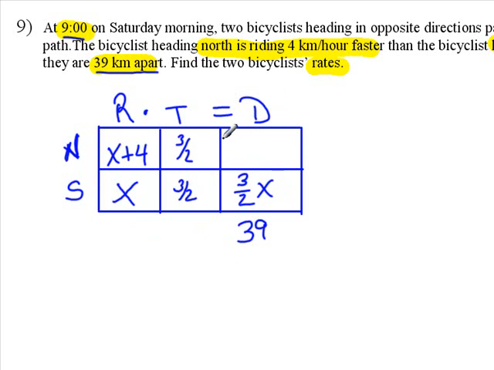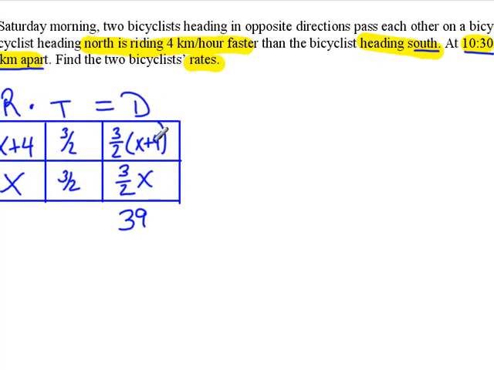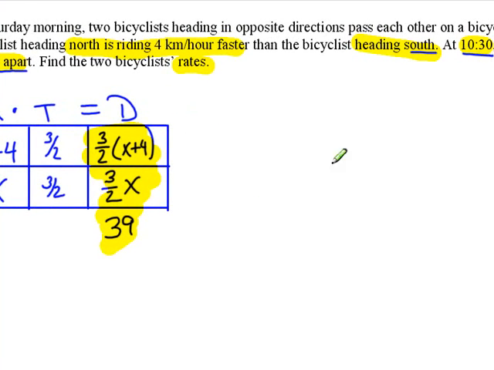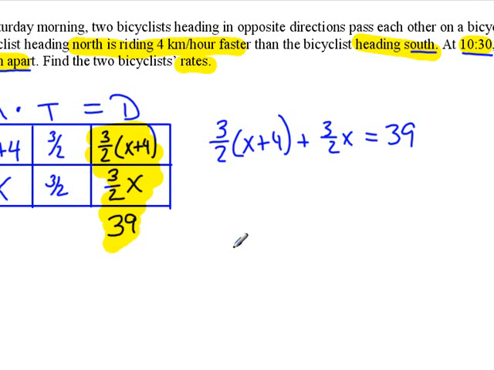The northbound, if I multiply theirs together, I get 3/2 times x plus 4. So they went a total of 3/2 times x plus 4 kilometers. It turns out that an equation usually falls right out of these tables. So the distance that the northbound rider went plus the distance that the southbound rider went has to equal the total distance traveled. So there's my equation, and I can solve that to find what they asked for here, the two rates. So let's go ahead and solve.